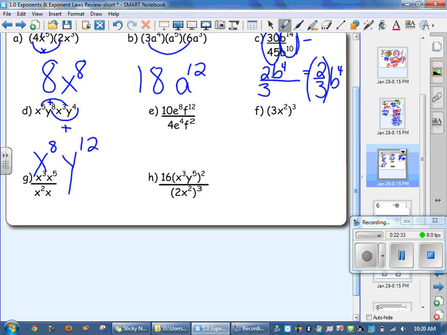With letter E, I get the same situation as letter C with a fraction. This 10 and the 4 will only divide and give me a decimal. So you math frac that, and you're going to get 5/2. That's the lowest terms for 10/4. Now we subtract our e's and subtract our f's. I get e to the 4 and f to the 10. And again, they're up there on top beside 5.